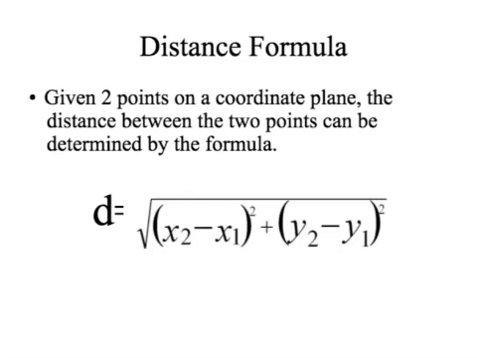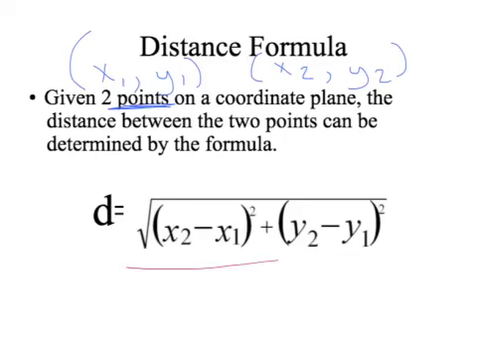Okay, so today we're going to talk about the distance formula. It says given 2 points on a coordinate plane, and our 2 points would be x sub 1, comma, y sub 1, and x sub 2, comma, y sub 2. These are our 2 points that they're talking about. It says given 2 points on a coordinate plane, the distance between the 2 points can be determined by the formula. And this is the formula that we're going to use.